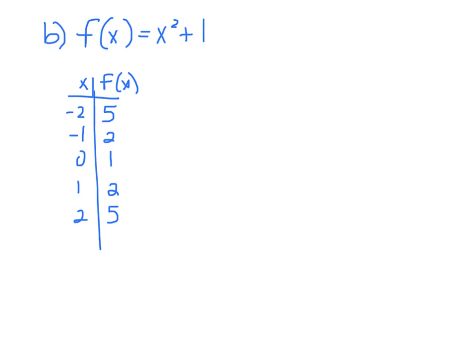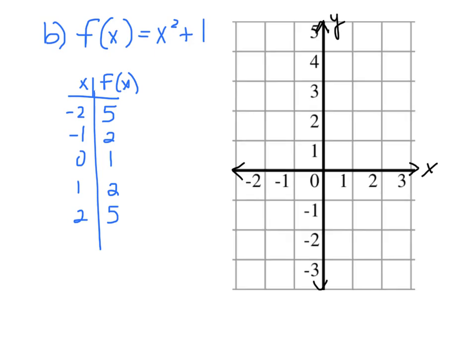So let's graph this. In this example, we're going to graph our points. (-2, 5), (-1, 2), (0, 1), (1, 2), (2, 5). It looks similar to the last one. But this is an x squared function.